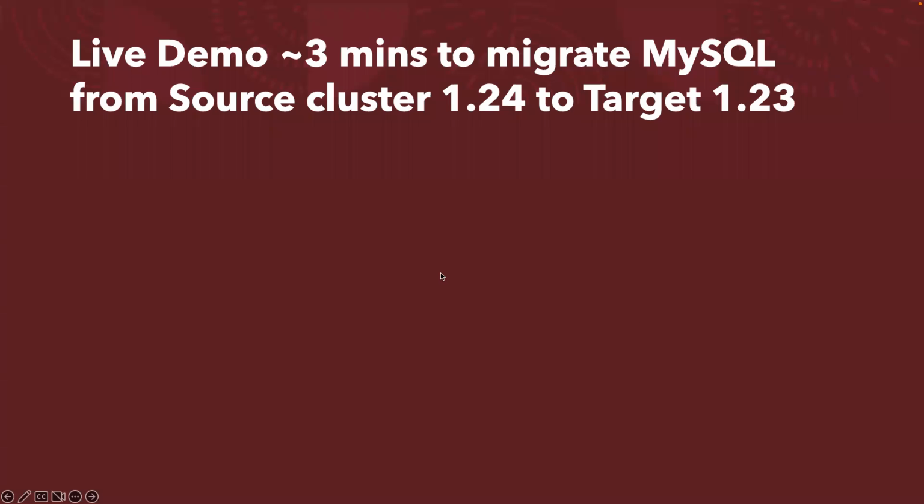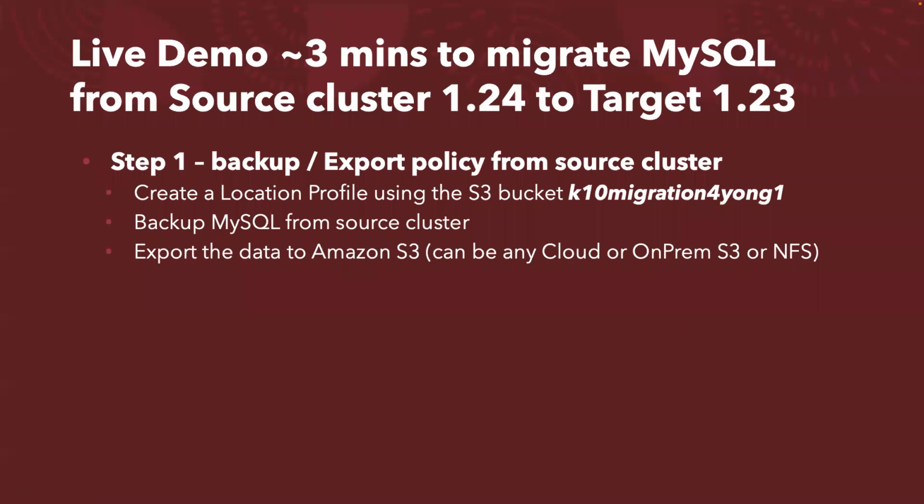So on the high level, we just need 2 steps. So step 1, we create the backup policy, export policy from the source cluster. By the way, it's just one policy, does 2 jobs, okay? And we're using the same S3 bucket. In this case, I was using my migration bucket for you, okay? Just make sure your S3 bucket from a source cluster and the target cluster are using the same one. Otherwise, you won't be able to read the data.